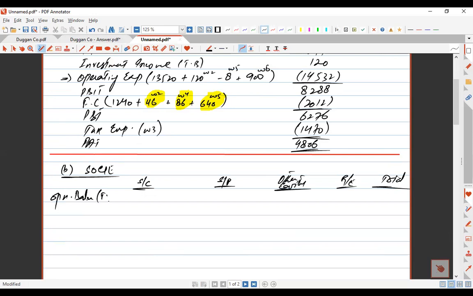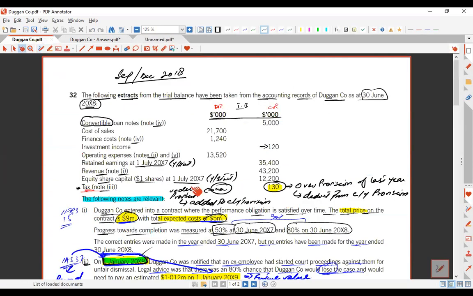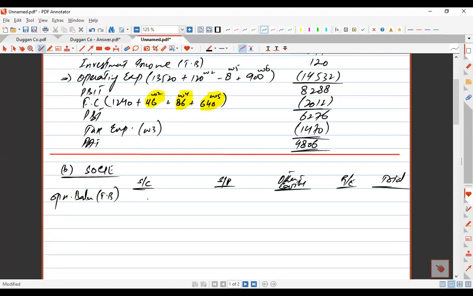from the trial balance. In trial balance, share capital is given as 12,200. Share premium is not given. Other equity reserves is not given. Retained earning at 1st July is 35,400. So we are taking all these things from the trial balance. 12,200 is the share capital amount, and other equity is nil. Share premium is nil. Retained earning is 35,400 as given in the trial balance. The sum of this row is 47,600.